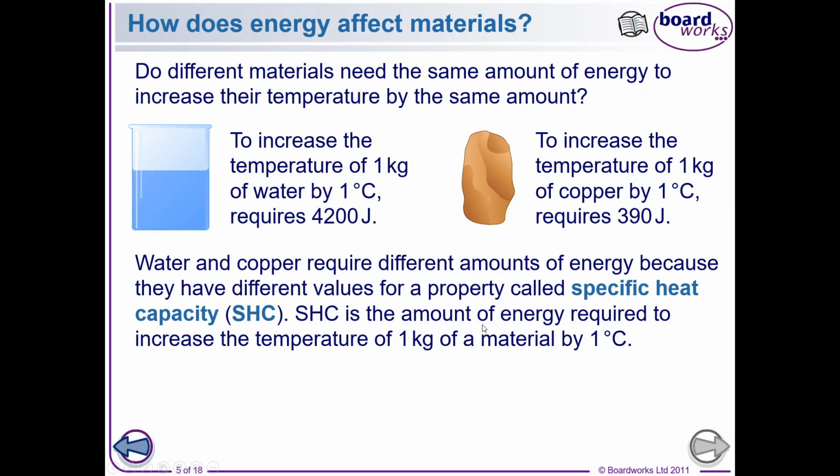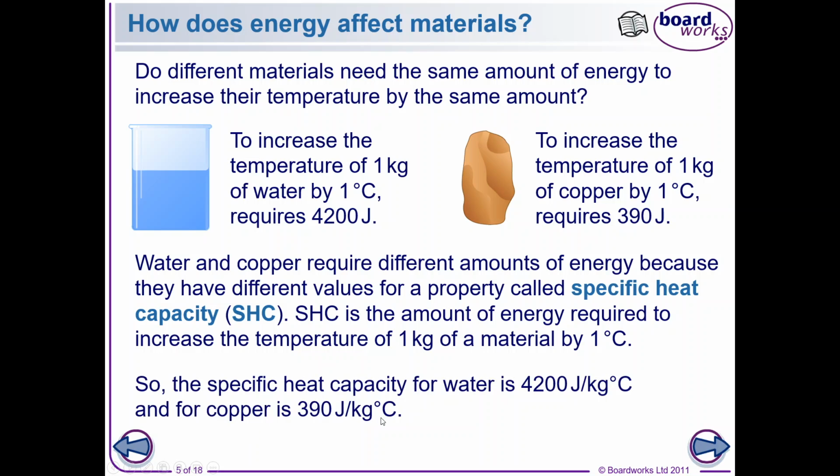So the amount of energy that's needed to increase the temperature of 1 kilogram of a material by 1 degree C. So the amount of energy required to heat up a kilogram of water by 1 degree C, or a kilogram of copper, or a kilogram of sand, or any kind of material, a kilogram of McDonald's apple pie maybe. So from this we can tell that the specific heat capacity for water is 4,200 joules per kilogram degree C. That's the unit for specific heat capacity. And for copper it's 390 joules per kilogram degree C.